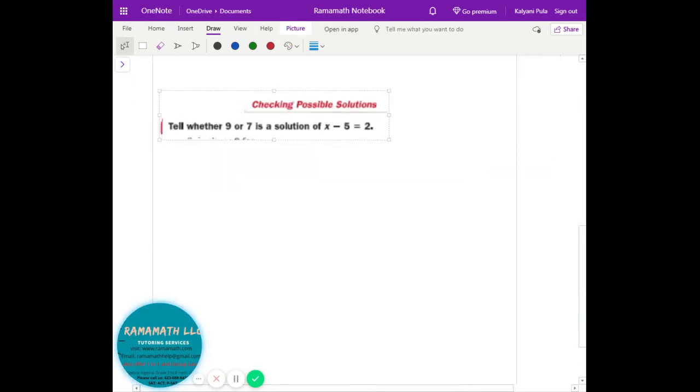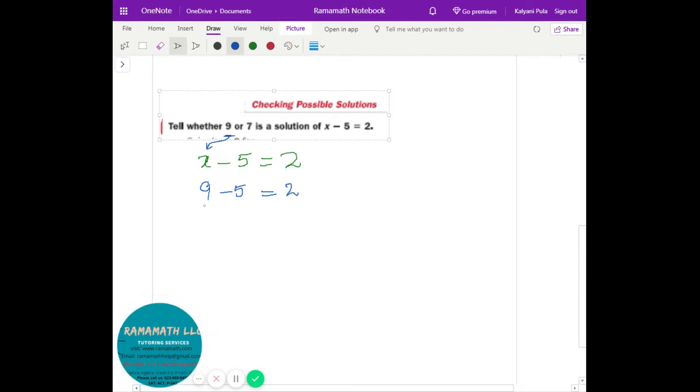So we're going to check whether it is a solution or not. When it is asking whether something is a solution, basically you plug in and check. So what that means is x minus 5 equals 2. That's an equation, right? In this one, the first value given to you is 9. So I'm going to plug in 9, okay? Or substitute. You can say substitute or plug in, whatever you call it. So in place of x, I'm going to write 9 minus 5 equals 2.